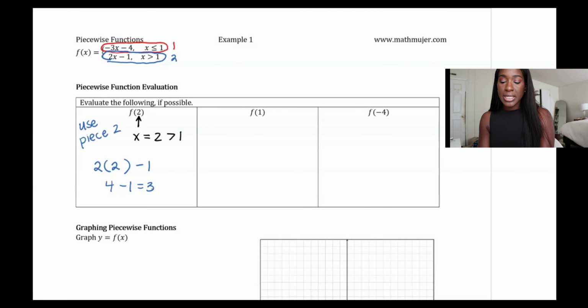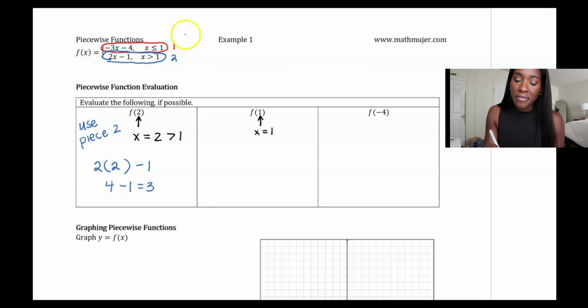Now let's go on to the second problem. We have f of 1. This time we want to plug in 1 as x for this function. So again, we need to decide which piece of the function we are going to use. Are we going to use the first piece in red or the second piece in blue? Well, our x value of 1 here, that's also showing up in those inequalities there.